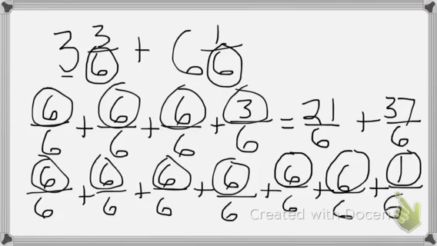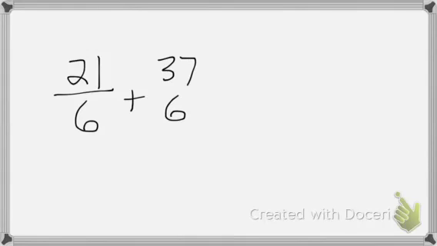Here we go. So 21/6 plus 37/6. That's a lot of 6. So if you add up all that, you're going to have something over 6. It's going to be a big number, 58 over 6.